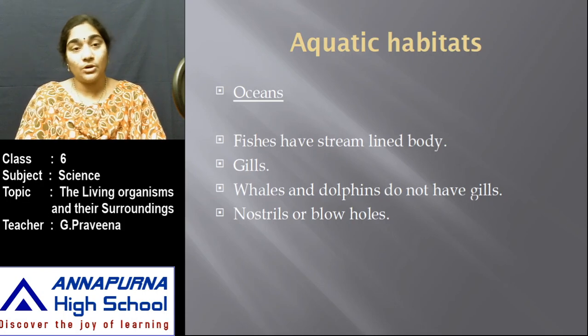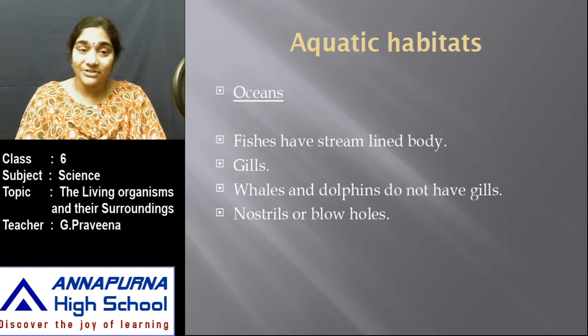These fishes also possess gills, and it is with the help of these gills that they absorb the oxygen dissolved in water. But whales and dolphins do not have gills, then how do they survive? You might have seen that these dolphins or whales come to the surface of the water, take a deep breath and dive into the water.